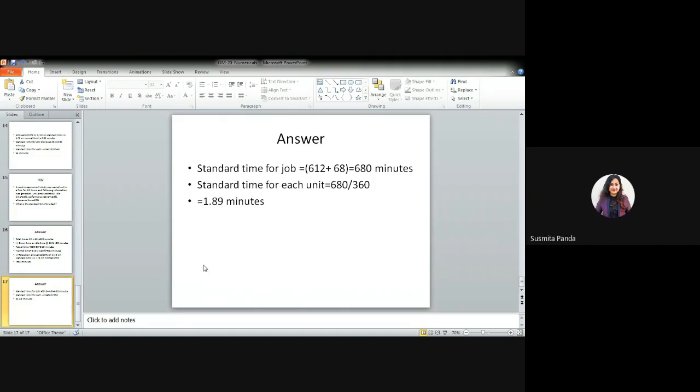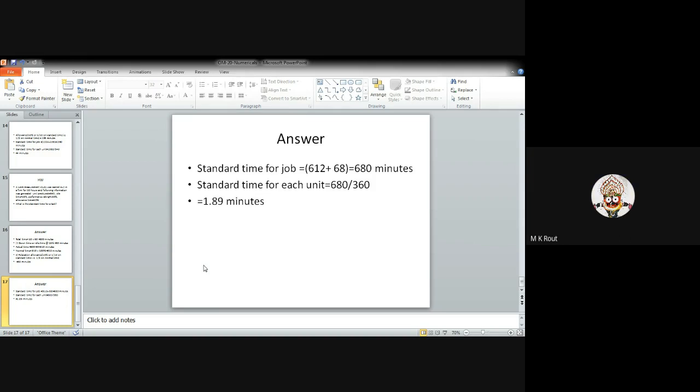Then the next one is the standard time for each unit, that equals to 680 divided by the units produced, 360, that is given in the problem statement. That equals to 1.89 minutes. Is it clear? Done.